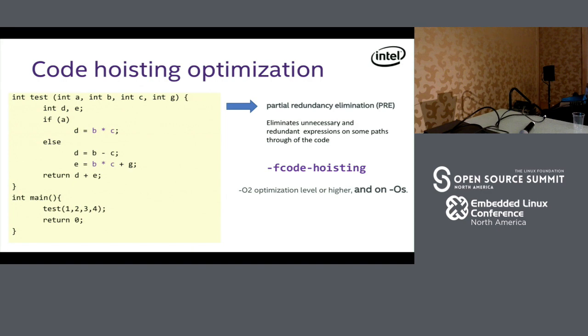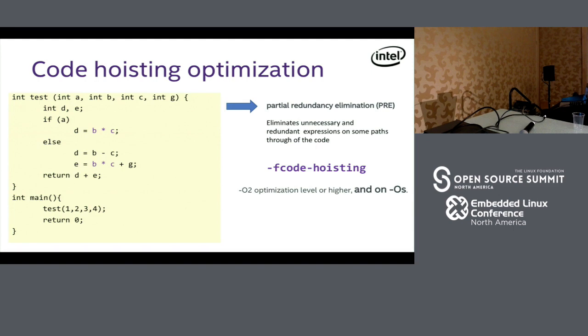We have a test function with A, B, C, and G. We define D and E as integers. We check if A is anything different than zero, we go into this path or branch. Else, we go to another branch, and D is going to be B minus C. It's going to be B multiplied by C. I can see that if I calculate it one time, I can reuse it in the other case, plus G. And in the end, the return is going to be the value that I have for D, which will diverge according to A, plus E, which will only be accessible in the case of the else. If I go into this one, it's going to be zero if I define it here before, or anything else.